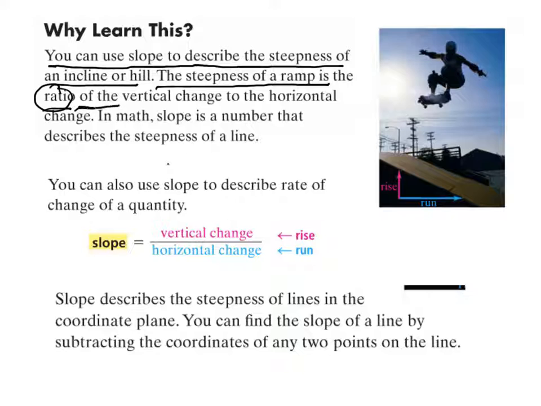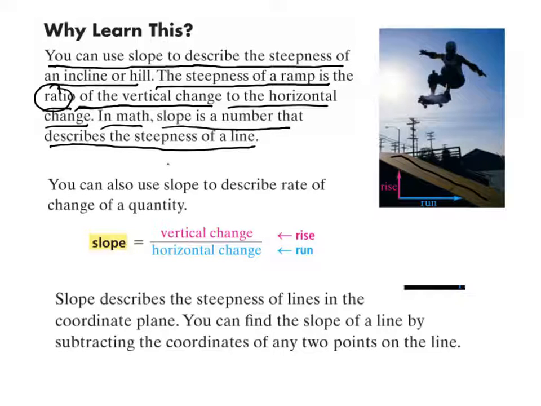So, the ratio of the vertical change to the horizontal change. So the steepness of the ramp, how steep the ramp is, is the ratio of the vertical change to the horizontal change. In math, slope is a number that describes the steepness of a line. So what is slope in mathematical terms? It is a number that describes the steepness of a line.